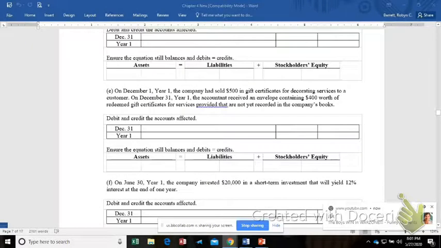All right, so D says that the company had acquired $40,000 of equipment. The depreciation was calculated to be $2,000. So, do we know what we do here? It's pretty simple at this stage.